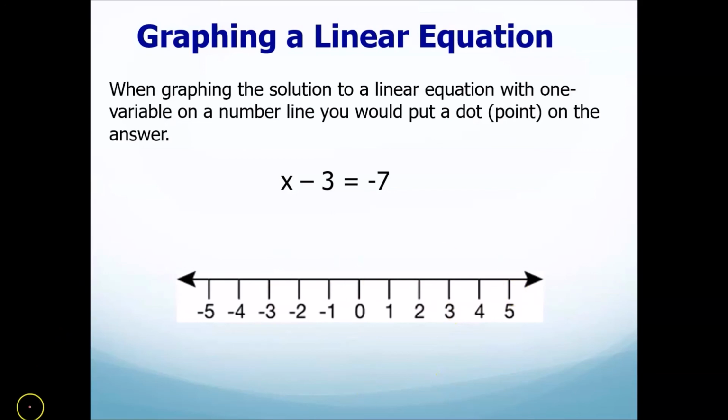Okay, so x minus 3 equals negative 7. So we can do this and add 3 to both sides. So we have plus 3, also plus 3. And so we have x equals negative 7 plus 3, which equals negative 4. So to represent negative 4 on the number line, we just need to have a dot here.